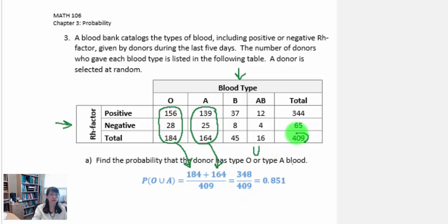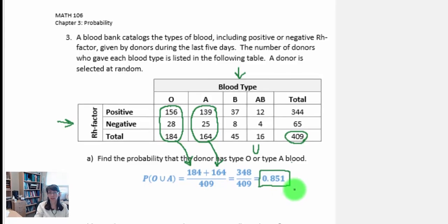So here's the 409 possible samples. So 184 added to 164 makes 348 out of 409. And when we divide that, the probability is 0.851. So we are writing our probabilities in decimal form here. Sometimes you're going to see the probabilities as fractions and other times as decimals. So we'll just go ahead and simplify with a decimal.